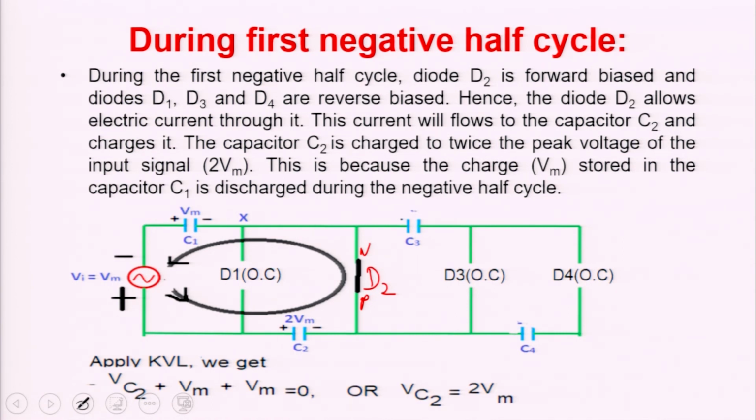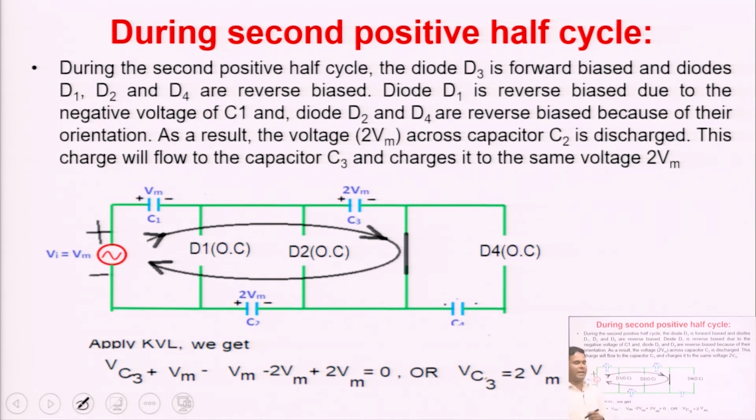Now, the next half cycle, the second positive half cycle. This means half cycle number 3 is the positive half cycle. D1 and D2 are already reverse biased, due to the voltage of C1 and C2 respectively. Now, during this positive half cycle, D3 will be in forward bias.